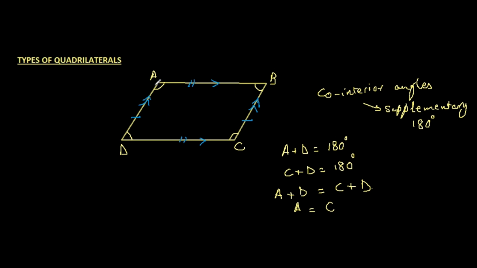So, if you look at the opposite angles, opposite angles in a parallelogram are going to be equal, and adjacent angles in a parallelogram are going to be supplementary, or they are going to add up to 180 degrees.